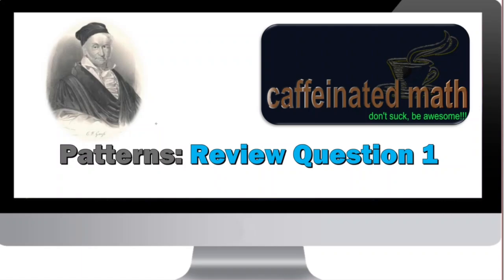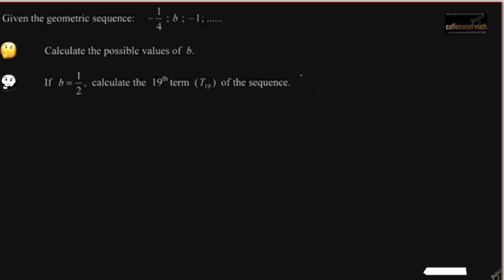Patterns. Review question number 1. So in our first problem, we have a geometric sequence. It starts with -1/4, then b, then -1, and continues in the same vein, of course. So the first thing we're being asked is to calculate the possible values of b, and that is quite easy.